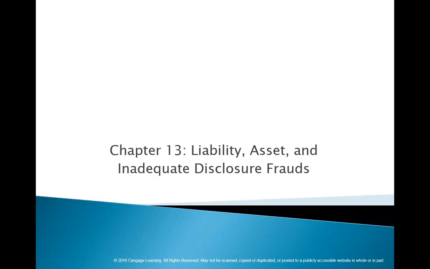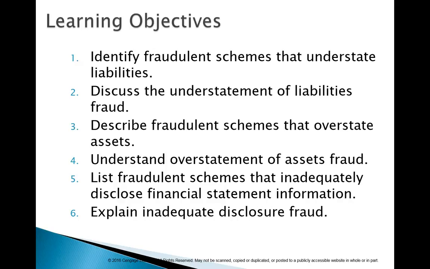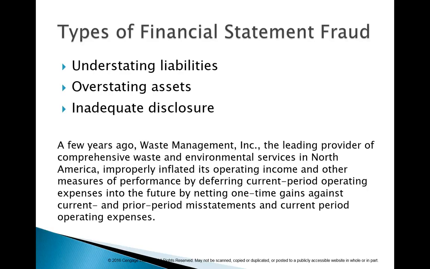Now, when we talked about revenue fraud and inventory fraud, we also talked about some asset frauds, because if you commit revenue fraud, you're also going to commit asset fraud because your accounts receivable are going to be overstated. So there's going to be a little bit of overlap between Chapter 13 and Chapters 11 and 12, but there's also going to be some differences. So the learning objectives are to identify fraudulent schemes that relate to understating liabilities. We're going to talk about overstating assets, and then we'll talk about inadequate disclosures fraud.